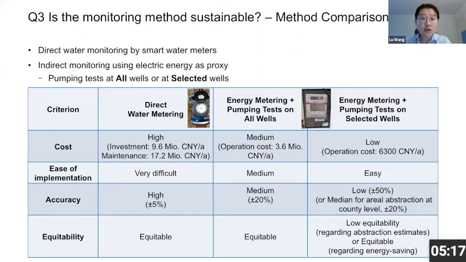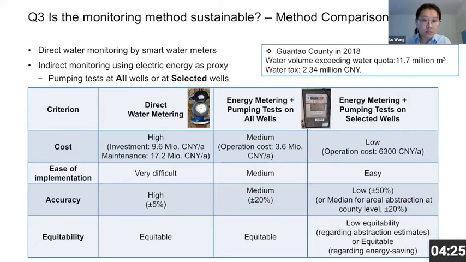In contrast, indirect water monitoring with a pumping test within half an hour is much easier and much cheaper. Doing pumping tests only on a minimum number of selected wells is the easiest to implement. The accuracy of abstraction estimates of a single well is low, thus it is weak on equitability, but it is still fair from an energy point of view, as farmers will abandon less efficient pumps and wells to avoid paying more for the same amount of water. With pumping tests at all wells, the accuracy is improved to 20%, slightly lower than direct water metering, but achieves acceptable fairness.